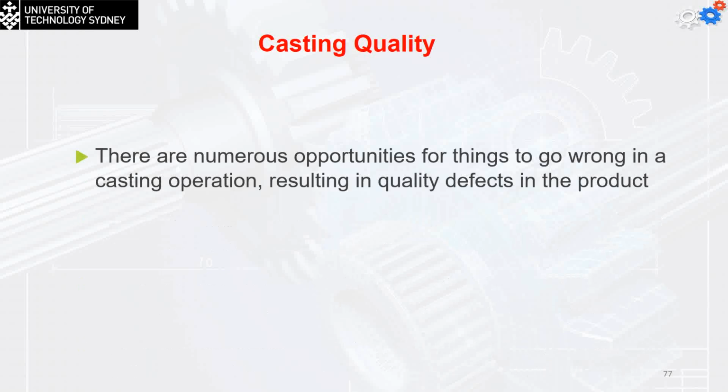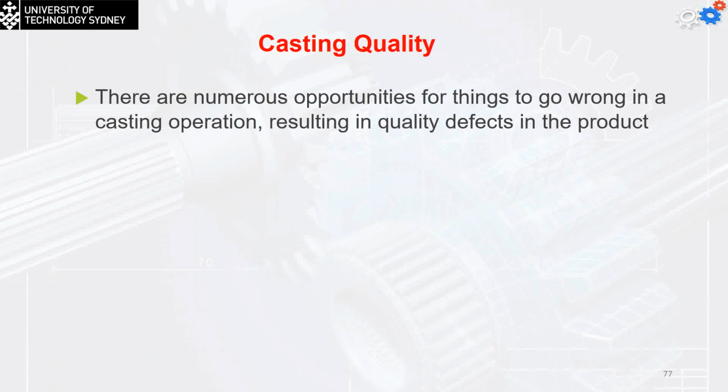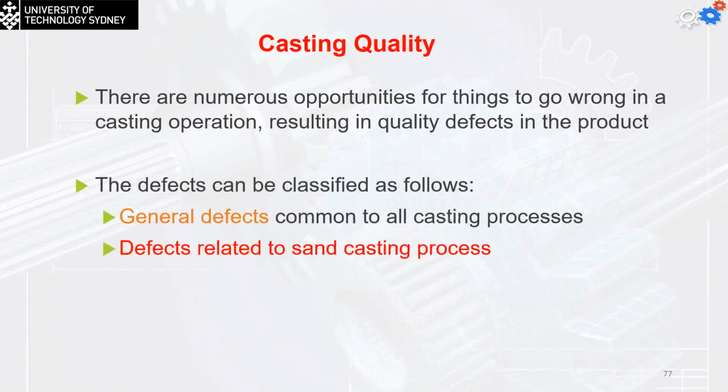The general defects are the misrun. If I'm not going to pour the metal at the exact pouring temperature, it's going to solidify before it fills the whole cavity. We call this one a misrun.